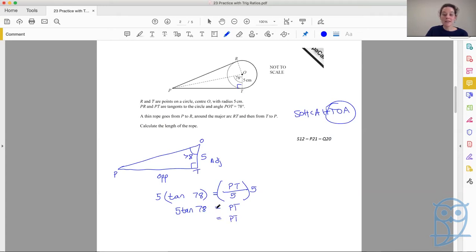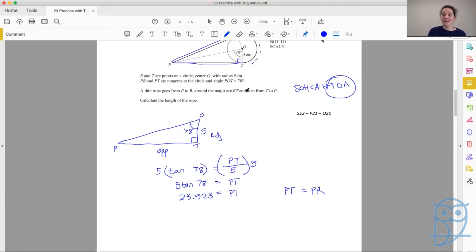PT equals, plug this into your calculator, and you get 23.523. Okay, so we're just going to write down a bit. We're not going to write down the whole thing. So we know also that PT equals PR. So we've got this piece of rope, and we've got this piece of rope. So we need this piece going around the arc. So that then is now a circle geometry question.